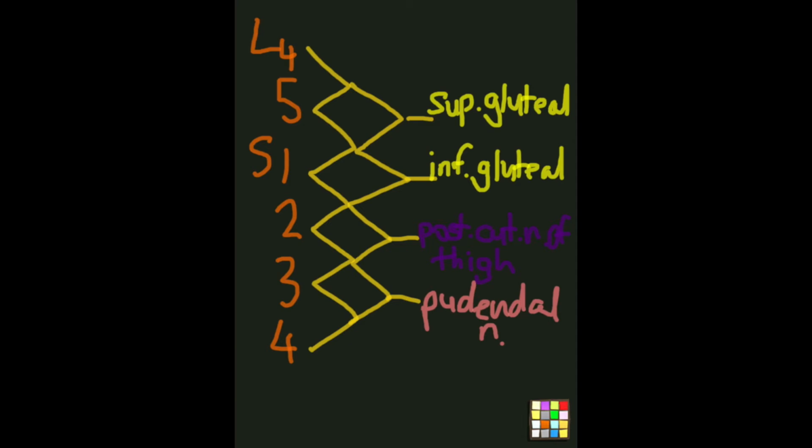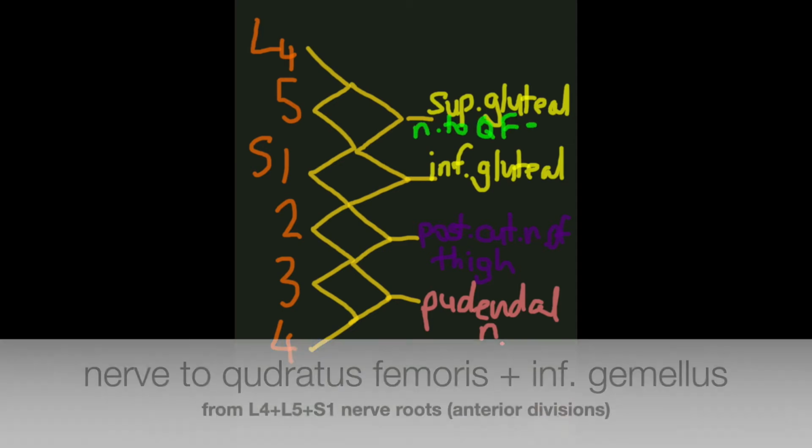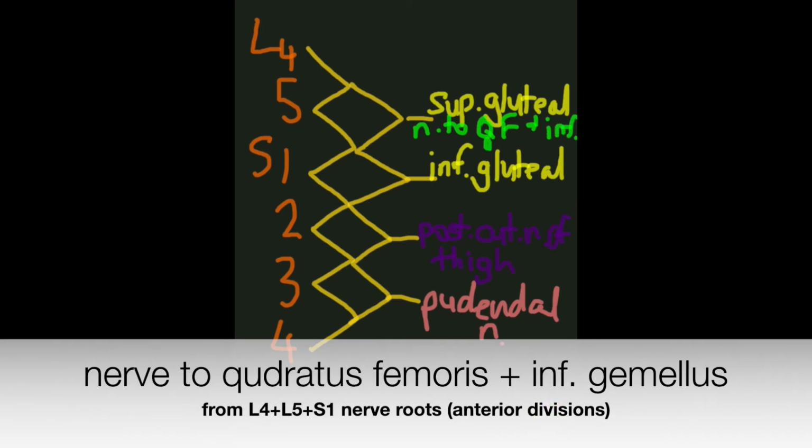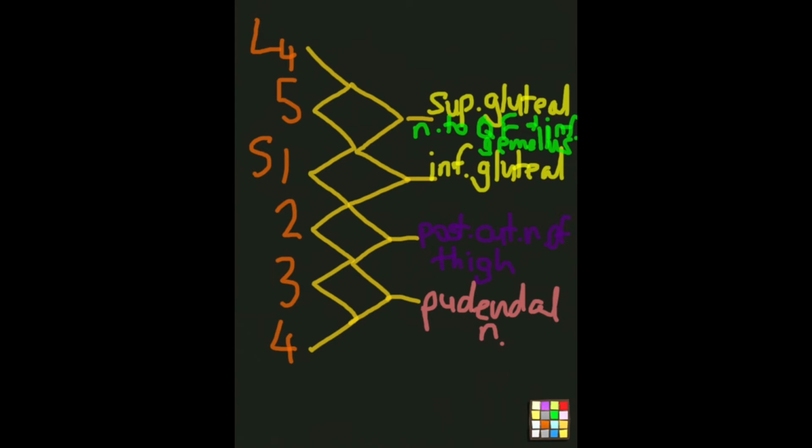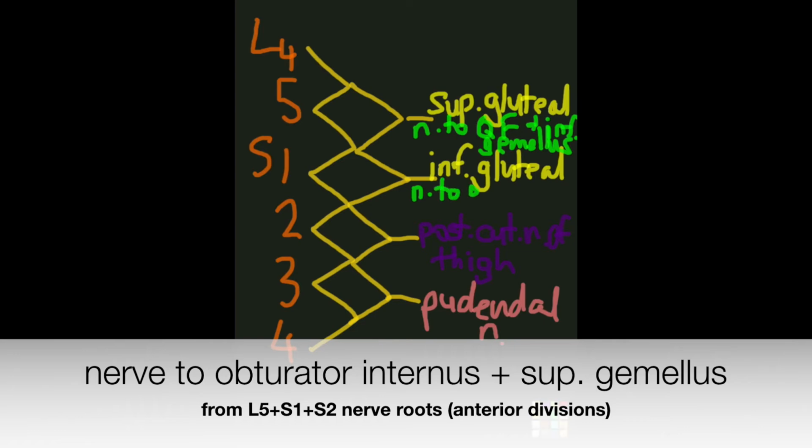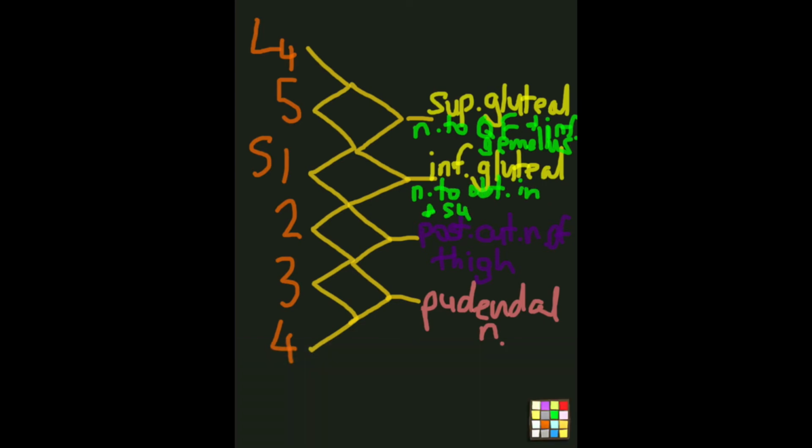So, for example, the superior gluteal nerve is derived from L4, L5, and S1. The posterior cutaneous nerve of the thigh is derived from S1, S2, and S3. The only other thing that we need to do is to add in a few extra nerves. The superior gluteal nerve is the posterior divisions of L4, L5, and S1. The anterior divisions form the nerve to quadratus femoris and inferior gemellus, which we have seen before. The L5, S1, S2 anterior nerve roots form the nerve to obturator internus and superior gemellus.